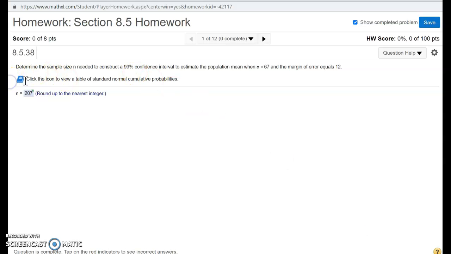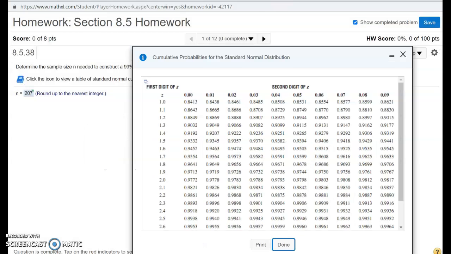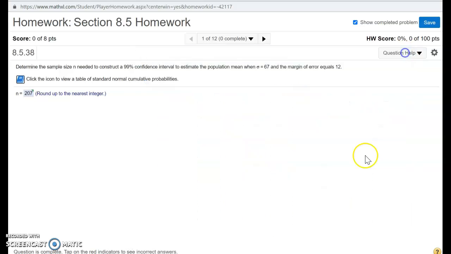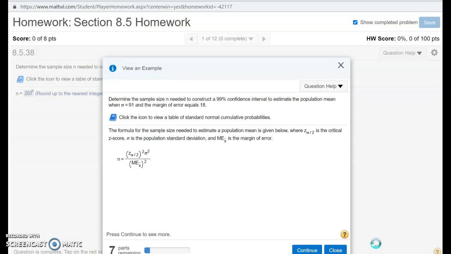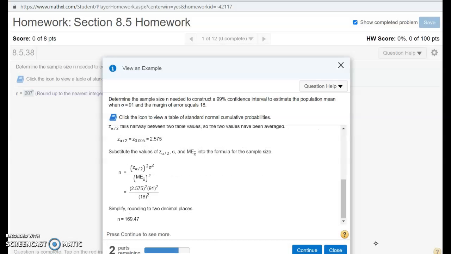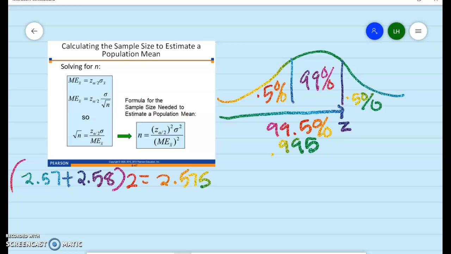So we go to our table. This part is not new. We've been doing this for a while. 0.995 would be in between 2.57 and 2.58. So 2.57 plus 2.58 divided by 2, because we get the average. So that would be 2.575. And I believe our z value, okay, they did use 2.575. They didn't round on that.